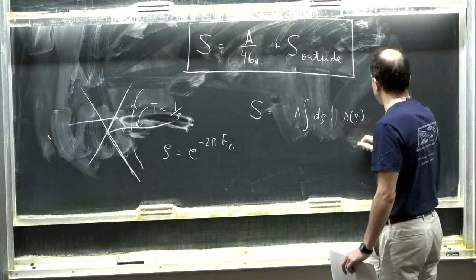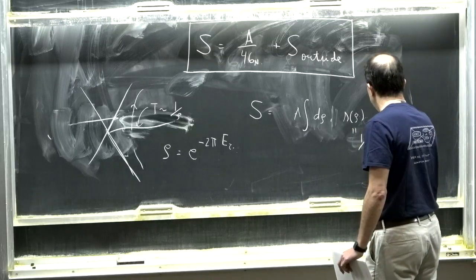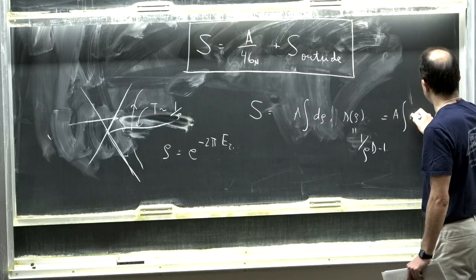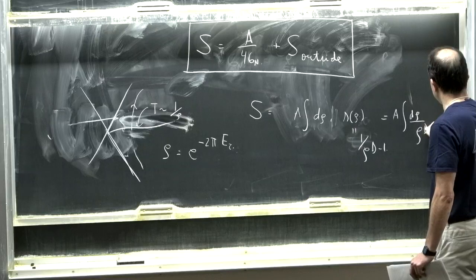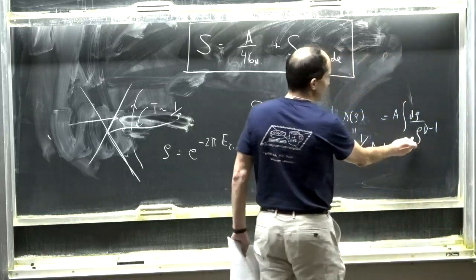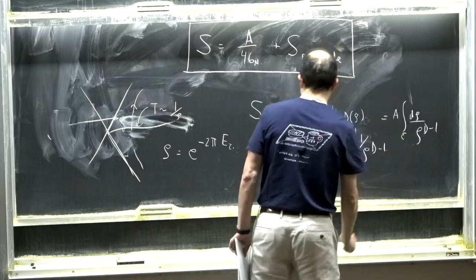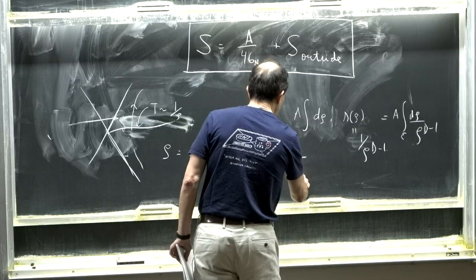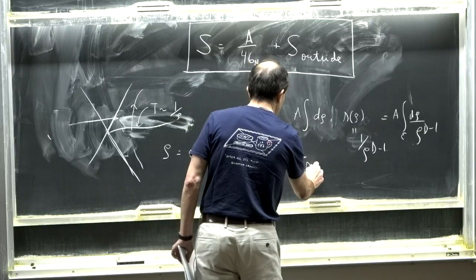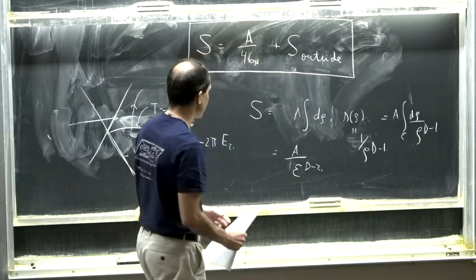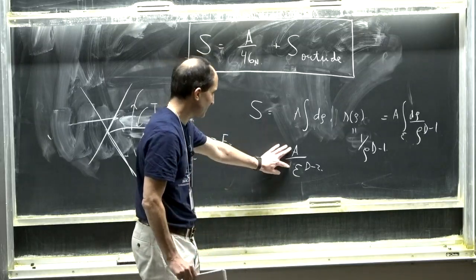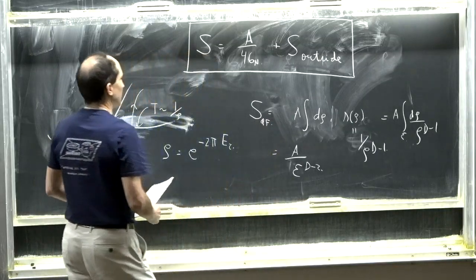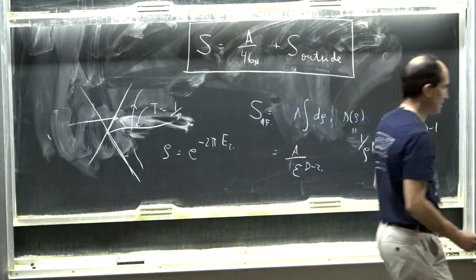And therefore, this will go like 1 over rho to the d minus 1. So we end up with an integral, which is the integral of d rho over rho to the d minus 1. And it's divergent at small rho. Okay, so we put in some cutoff epsilon, and then we get something which goes like area over epsilon to the d minus 2, in any number of dimensions. So in four dimensions, it's area over epsilon squared. Okay, so this is the entropy of the quantum fields. Okay, that's what we got.